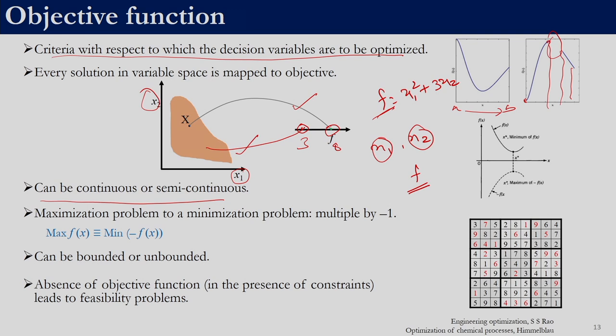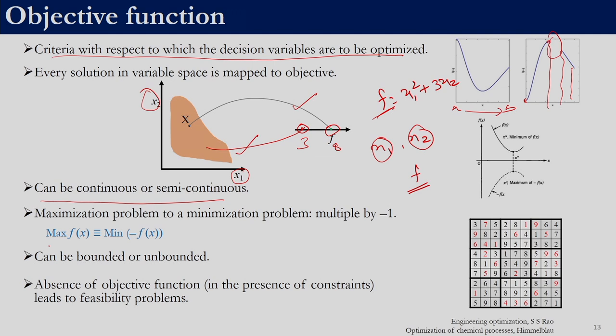For this course, most of the time we will be talking about either a minimization problem or a maximization problem. Any minimization problem can be converted to a maximization problem or vice versa by multiplying the objective function with a negative sign. For example, if the problem is to maximize f of x, the solution for this problem is the same as the solution for minimizing minus f of x. The value of the objective function might differ, but the value of the solution x would be the same.